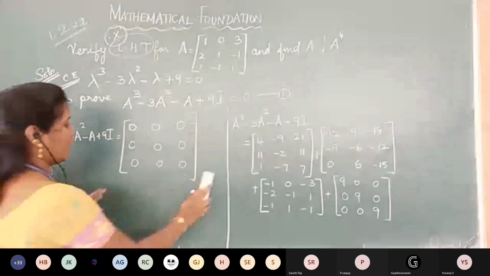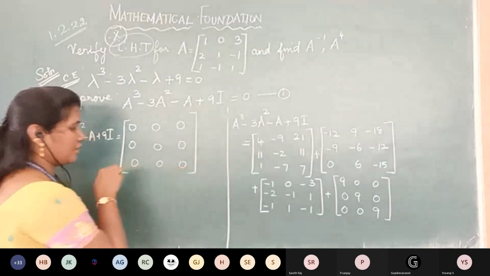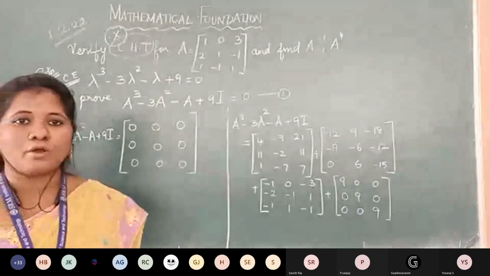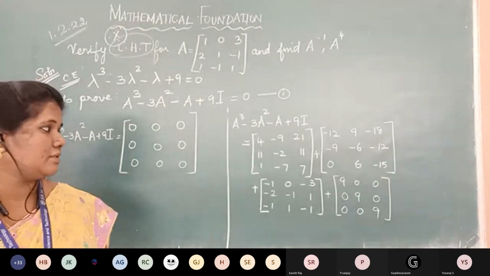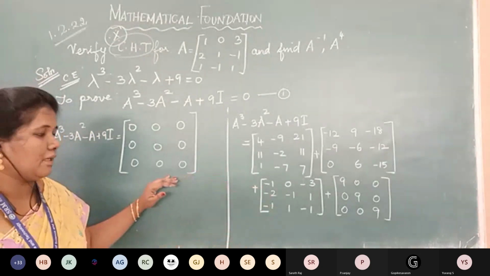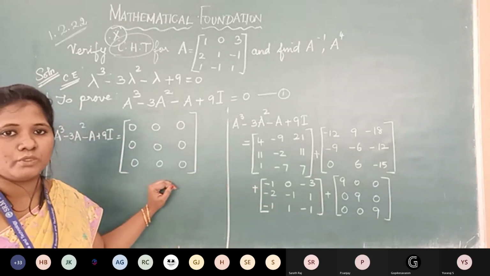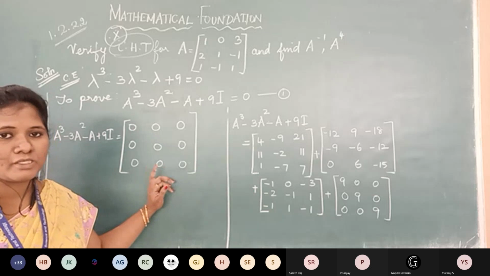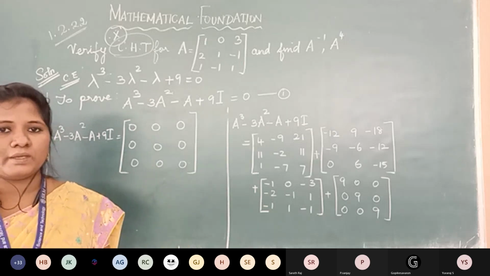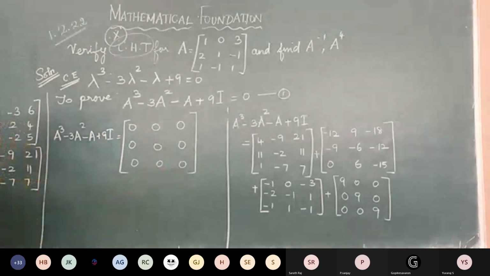Check it, don't do it directly. You check it and see whether it is equal to 0. If at all you've gone wrong in finding out the values in some place, you won't make it equal to 0. Okay, so concentrate in whatever you're doing. When you're finding out your A square and your A cube, be very careful.